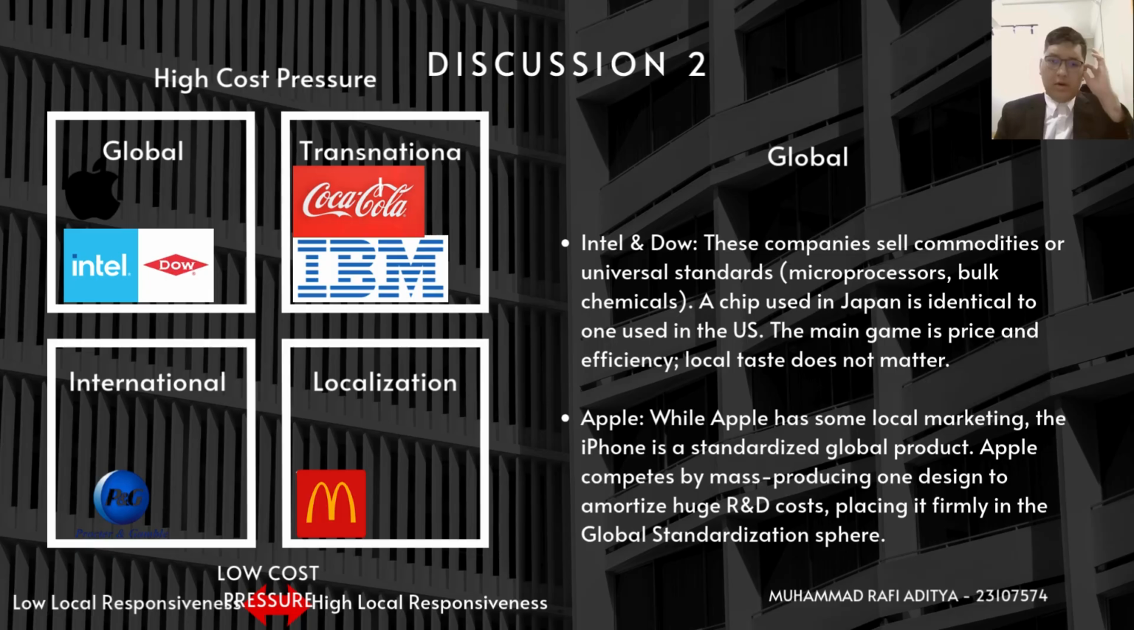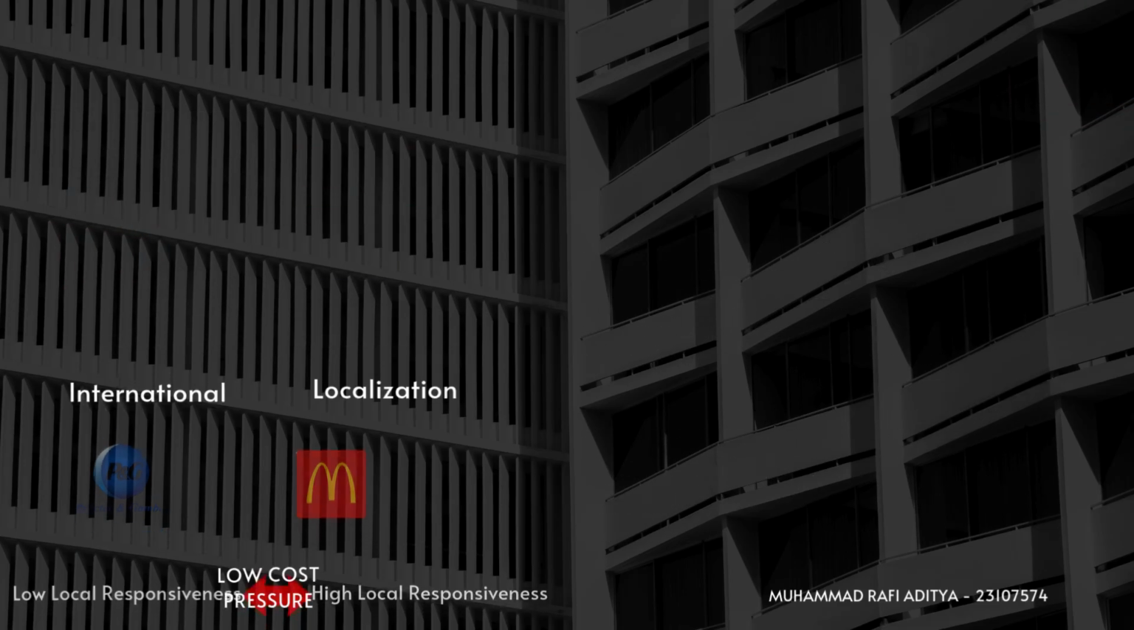These are the companies in figure 13.6, and we have Intel, Dow Chemical, and Apple. We place them in the global segment because these firms face immense pressure to lower costs, but low pressure to adapt to local tastes. An Intel processor is the same in Tokyo as it is in Europe, because their strategy is to mass produce standardized products to maximize efficiency.